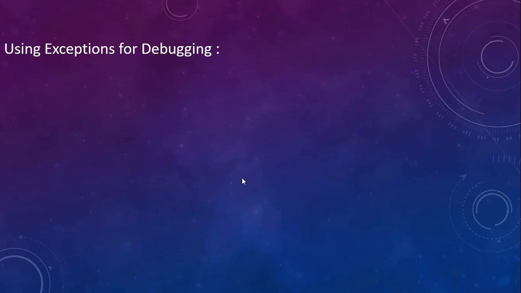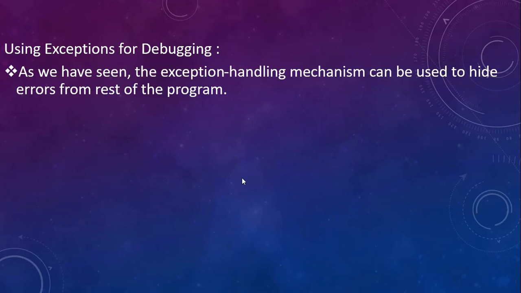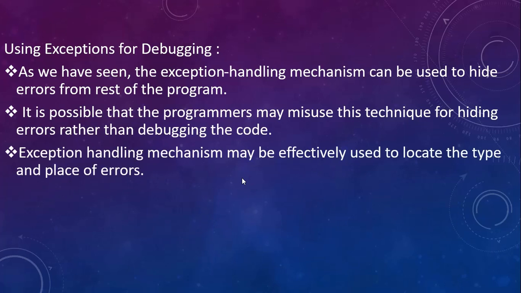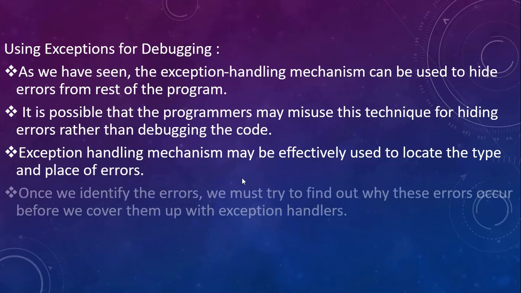Using exceptions for debugging. As we have seen, the exception handling mechanism can be used to hide errors from the rest of the program. It is indeed possible that programmers may misuse this technique for hiding errors rather than debugging the code. The exception handling mechanism may be effectively used to locate the type and place of errors. Once we identify the errors, we must try to find out why these errors occur before we cover up with exception handlers.